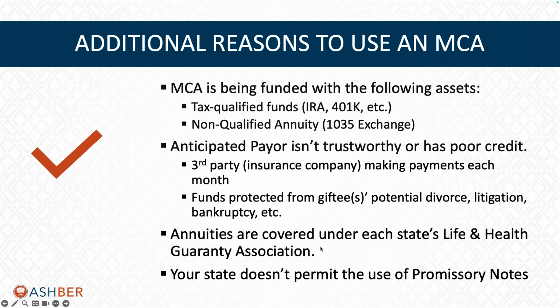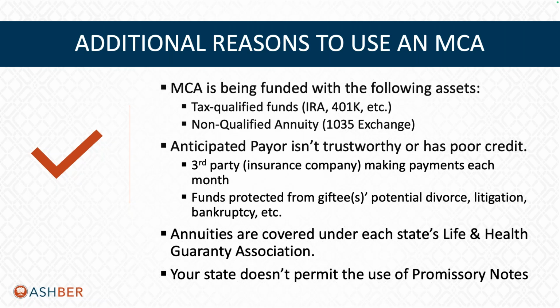Annuities are covered under each state's life and guarantee association. So regardless of what state you're in, the annuity has a form of a public guarantee on the product itself, kind of like FDIC for banks. There's annuity coverage for that as well in the event an insurance carrier becomes insolvent. So there are limits on that, but generally speaking, all the states will have a limit that exceeds certainly the average. I think a common limit might be $300,000 to $500,000 depending on the state. So most clients are well within that limit.